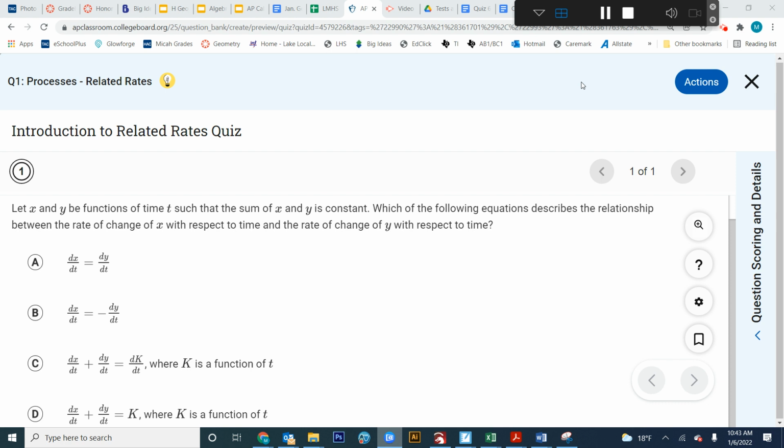What's the derivative of k with respect to t? 0. I don't see that. But if I subtract dy/dt, I get b. Does that make sense? Okay?